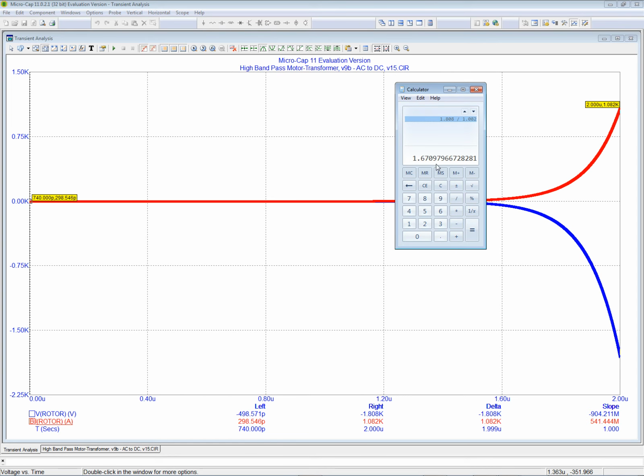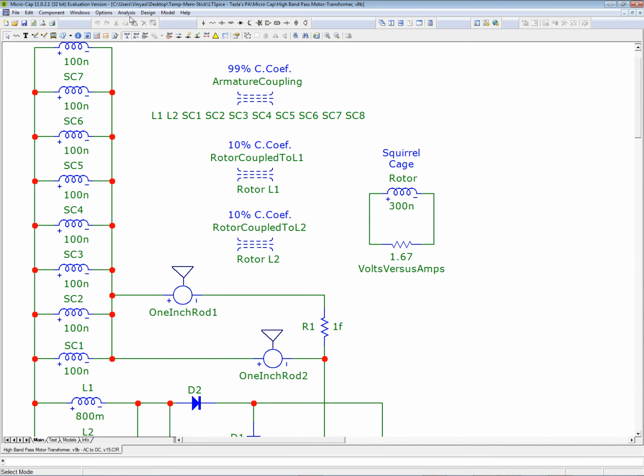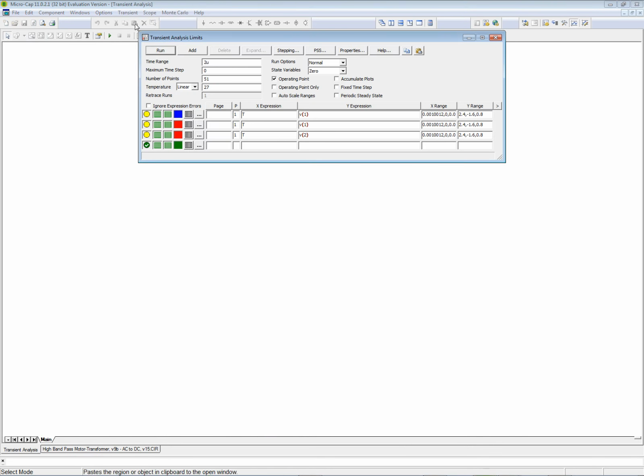If we take that and multiply it against 206 amps, we get 344.2 volts. Pretty close. So that's very interesting. So the surge has to be cut off prior to 2 microseconds.